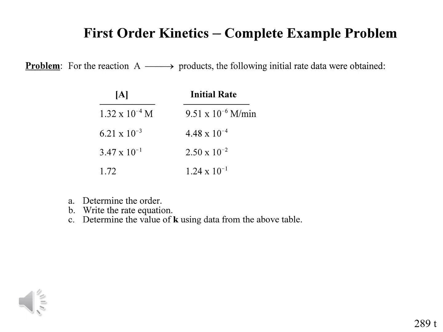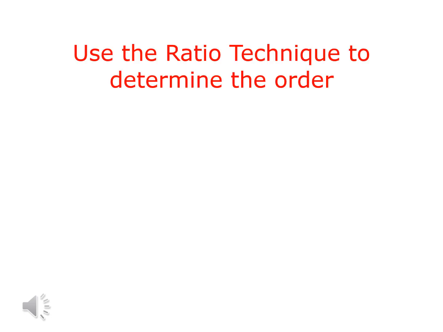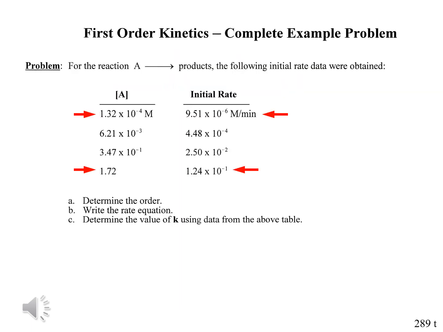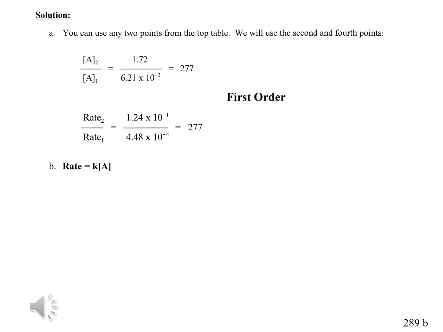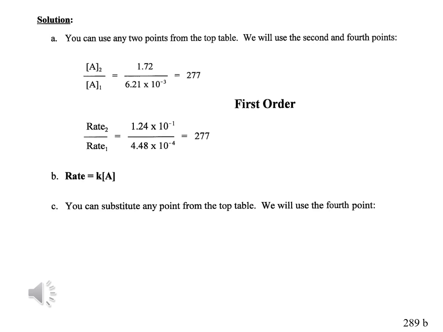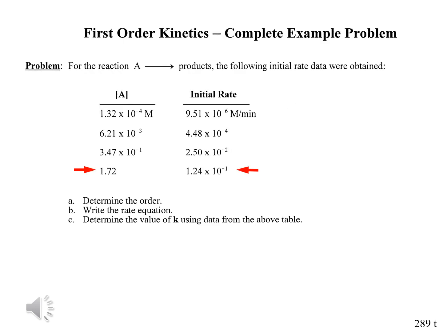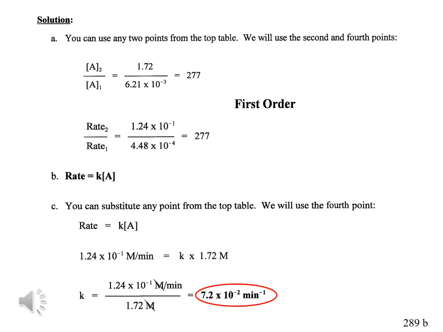First of all, determine the order. We're going to use the ratio technique to do that. So I picked 2 points. We're going to get the ratios, and it comes out that the reaction is first order. So I wrote the rate equation. I'm going to substitute the 4th point from the table. So here's the 4th point. When I plug it in and solve, I get the value of K.